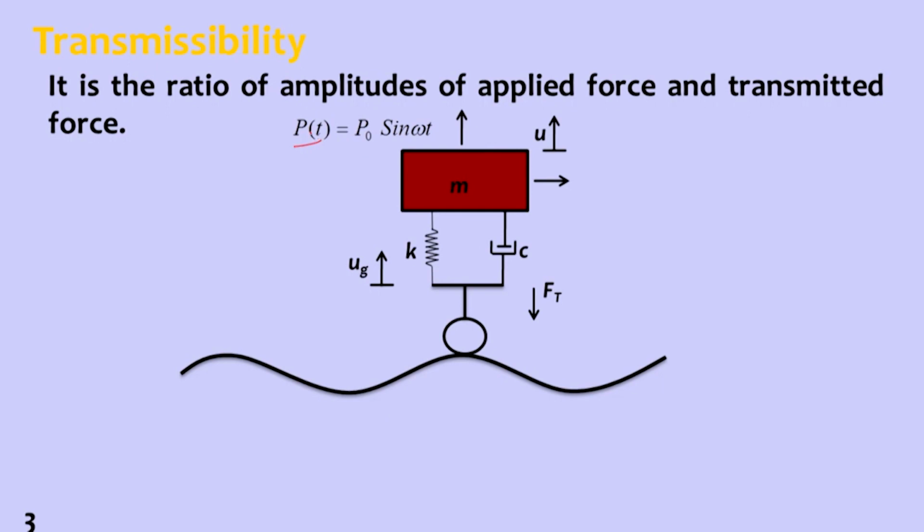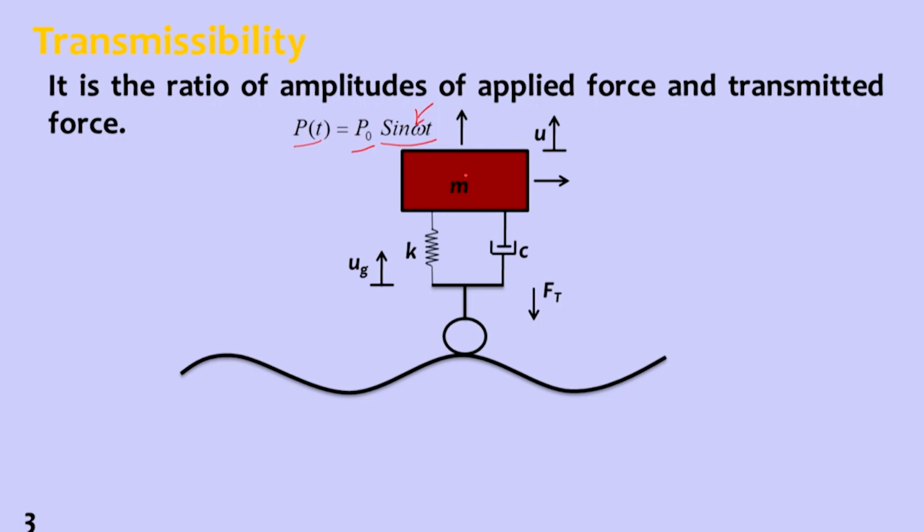This has two components in it. One is the amplitude part of it, that is P0, which is the amplitude, and the second one is the sinusoidal part of it. This omega is the dynamic part of it. So this is the dynamic part and this is the static part, and because of which this mass is vibrating. This U, which is measured at the center of mass, is the displacement of the system.